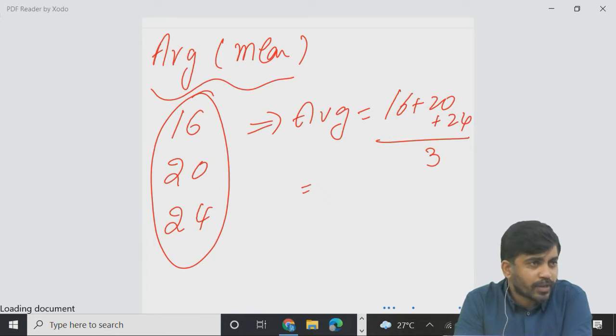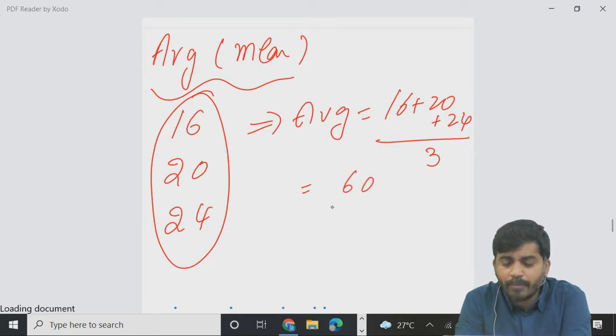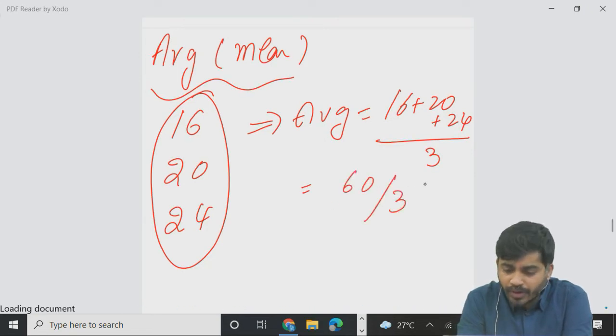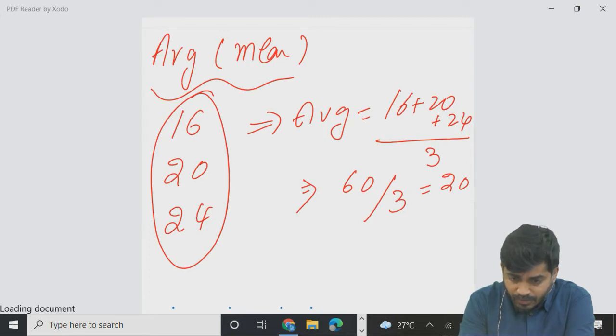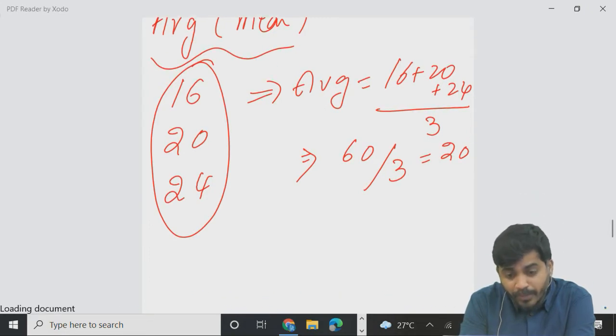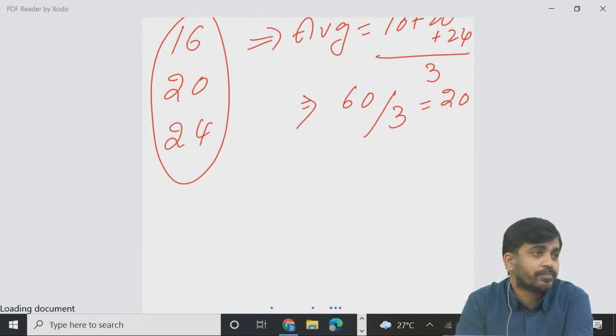16 plus 20 plus 24, what is the sum? 60. When 60 is divided by 3, what is the value? 20. 20 is the average or mean of this group. This is by formula. But we'll discuss first of all what is the meaning of average. That is different.